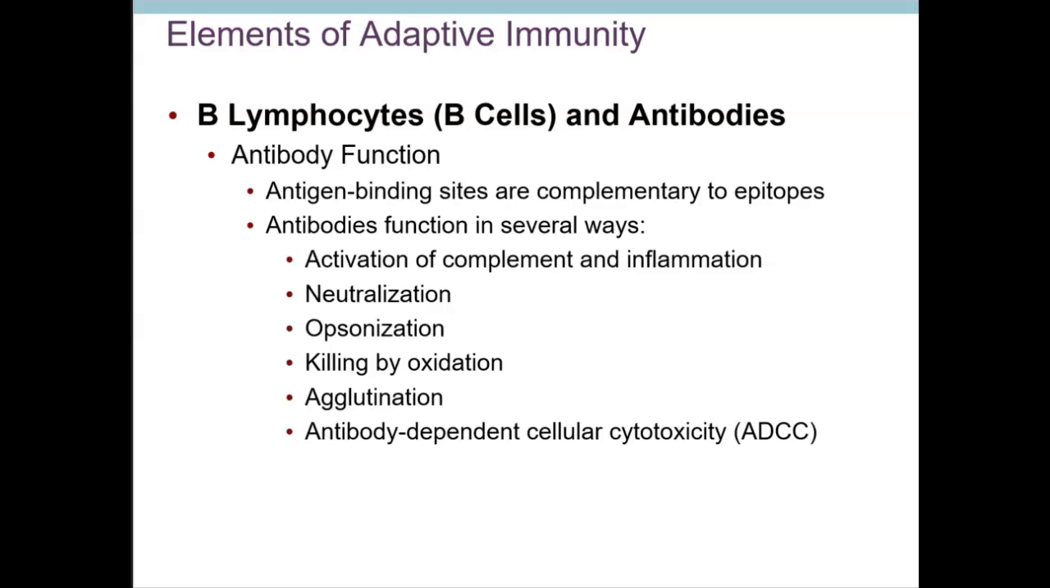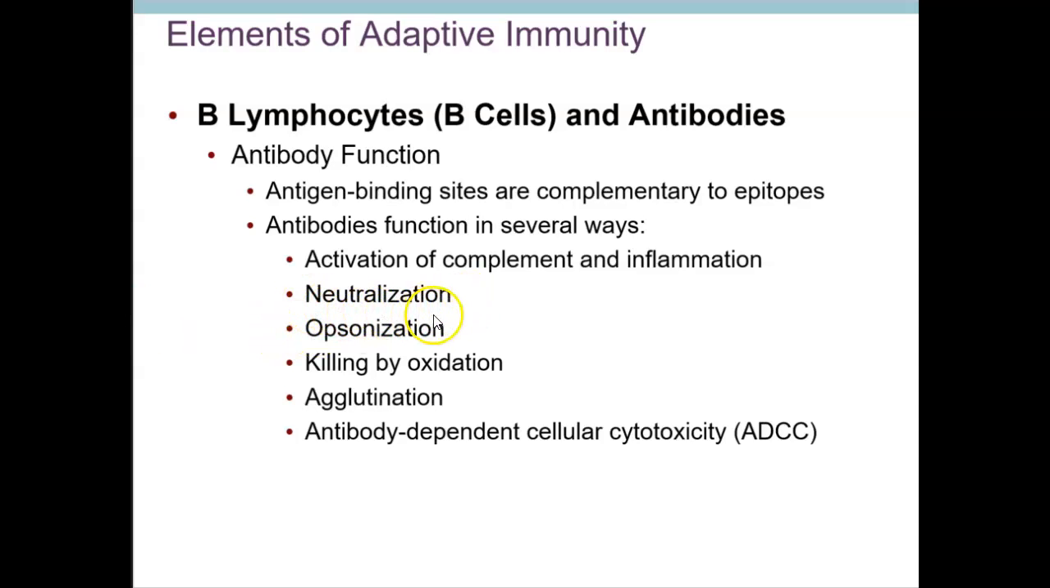So the function of the antibodies. We know that they can stick to epitopes. What happens when they stick to epitopes? They do a bunch of different things, and that's what makes them so useful. We've talked about complement and inflammation. Antibodies are one of the ways to get complement activated, right? That's the classical pathway. And they're also involved in initiating inflammatory events.